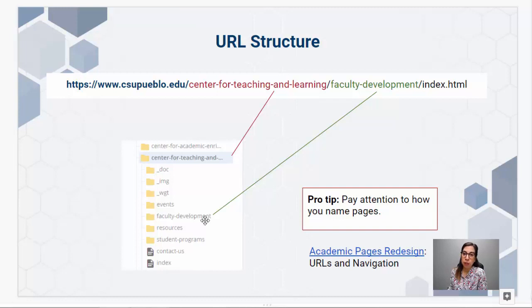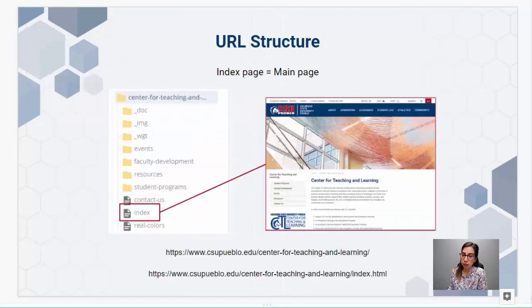So I'm going to explain what the index page means. The index page is that landing page that you see whenever you go into a folder. Every folder has to have an index page. Otherwise, people don't have anywhere to land with that URL. So this is the index page for the Center for Teaching and Learning. If I wanted to edit that main landing site for CTL, I'd edit that index page.